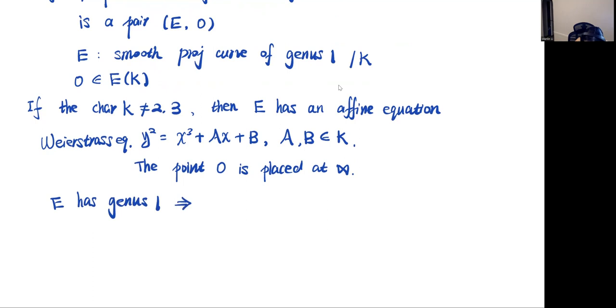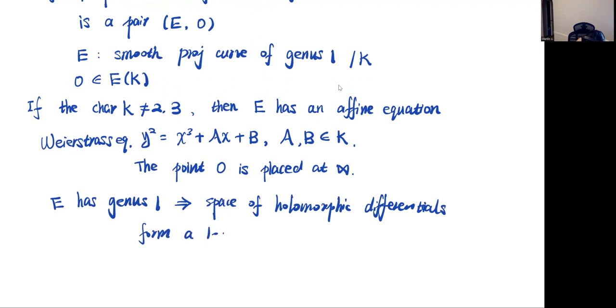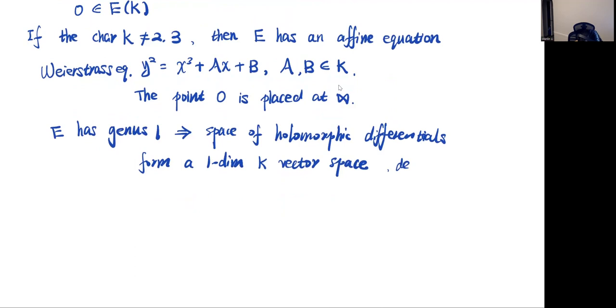So since E is an algebraic curve of genus 1, we know that the space of holomorphic differentials forms a one-dimensional K vector space, which we will denote simply by V. This is the only vector space we will be discussing in this lecture. So when I write V, I mean the one-dimensional K vector space of holomorphic differentials on E.